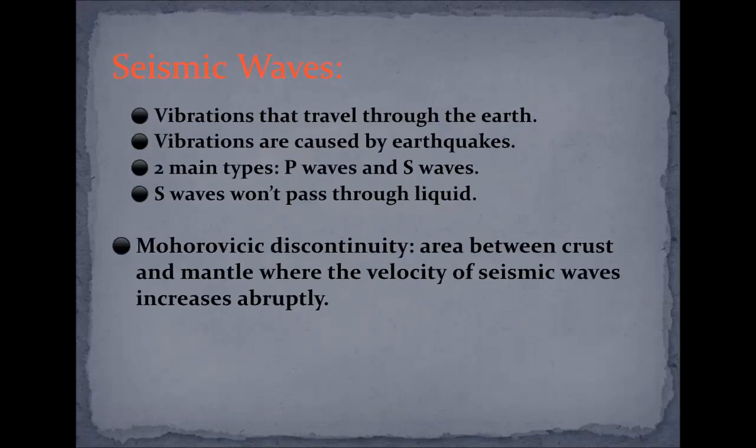So how do we know? And this is via seismic waves. These are vibrations that travel through the earth. These are caused by earthquakes, and we're going to get into earthquakes more next week. There are two main types, P waves and S waves, but the S waves will not pass through the liquid. There is an area between the crust and mantle where the velocity of seismic waves increases very abruptly. Out of nowhere.